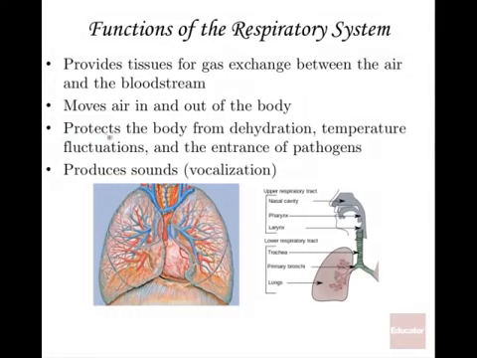Also, the lungs, etc., protect the body from dehydration, temperature fluctuations, the entrance of pathogens. It's not, of course, just the lungs. It's a lot of the upper respiratory parts, in addition to the lower respiratory parts, that are participating in this. Dehydration, the losing of fluids, doesn't just happen through sweat. You could lose fluids out of this passageway. After all, it is an entrance and exit into the body.